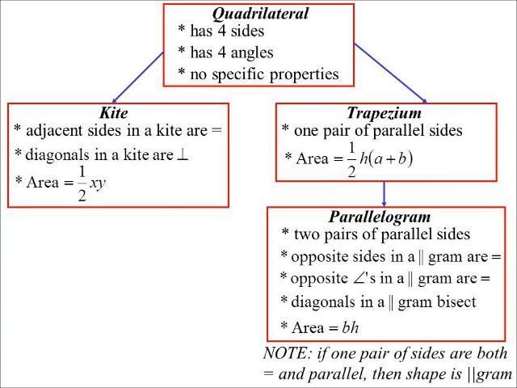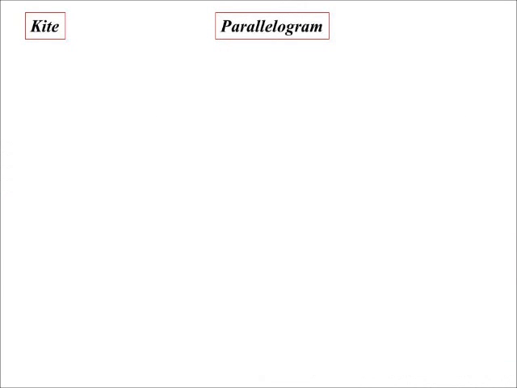Now, if you had to prove a shape's a parallelogram, sure, you could show any of these points, but the other way of doing it is if you just got facts about 1 pair of sides, but you know they're both equal and parallel, that's enough to say the shape's going to be a parallelogram. Alright, kite and parallelogram.